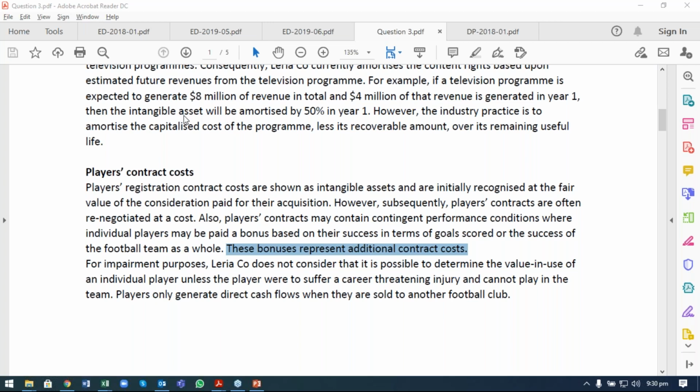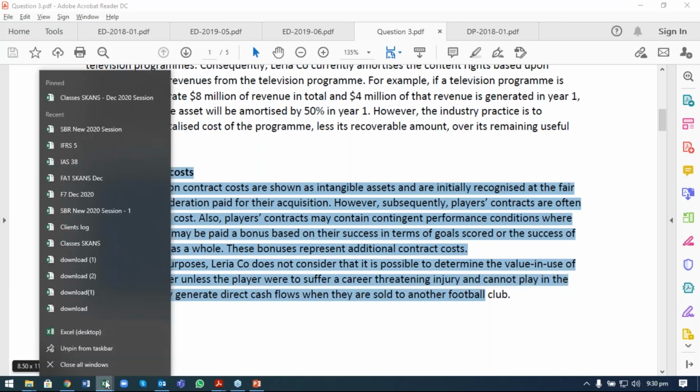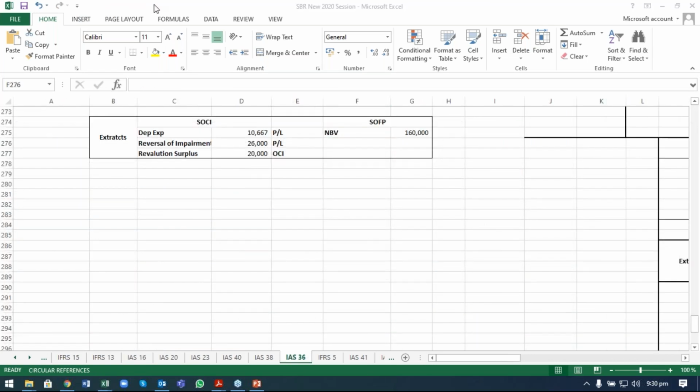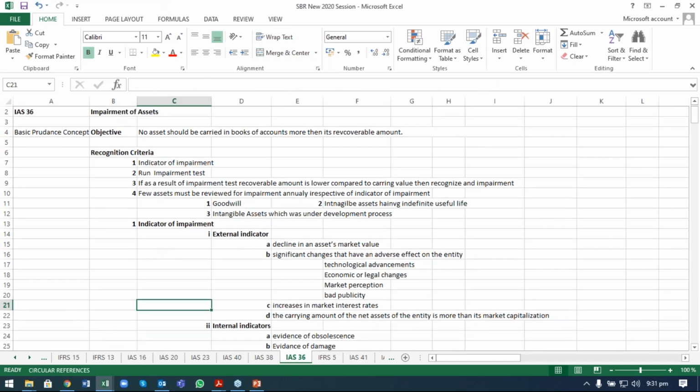Yes, non-current asset is basically related to this specific situation, the player contract cost. Value in use, NRV. Yes, first you need to, okay, give me a second. I'm going to show you how IAS 36 actually works. So this is IAS 36. Whenever you're going to charge impairment on any asset, impairment recognition must be based on an indicator of impairment. You have to run an impairment test.